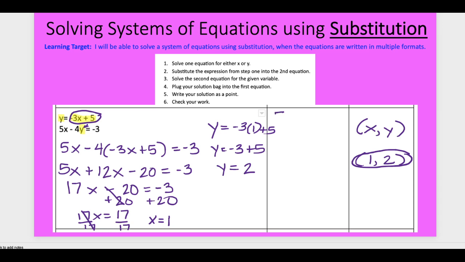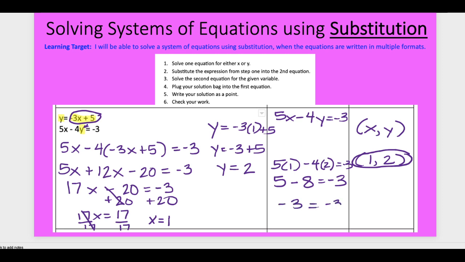So I get 5x minus 4y equals negative 3. I'm going to plug the 1 in for x, so 5 times 1 minus 4 times 2, because that's the y, is hopefully going to equal negative 3. 5 times 1 is 5. Negative 4 times 2 is negative 8, or minus 8. And I know that 5 minus 8 is negative 3. So thankfully it does check, which means that (1, 2) is my solution.